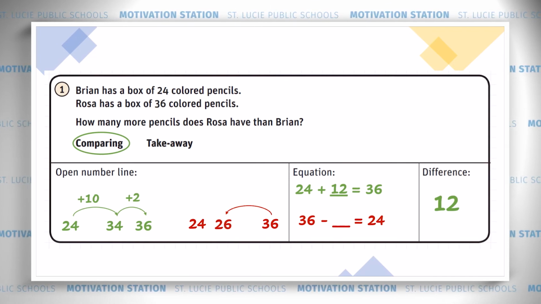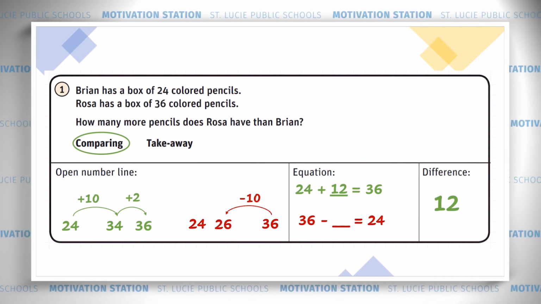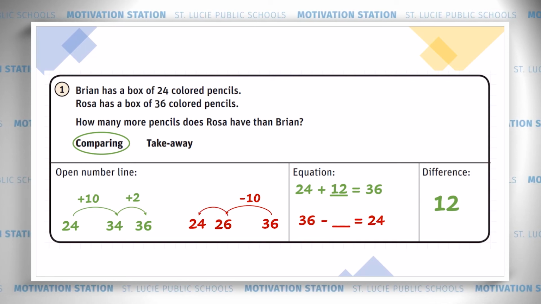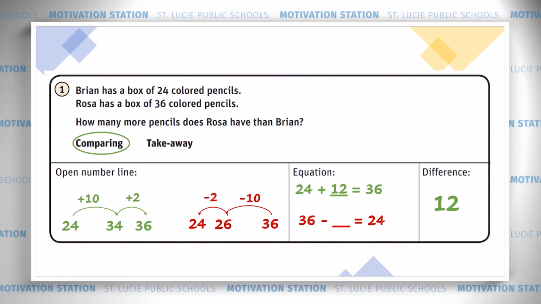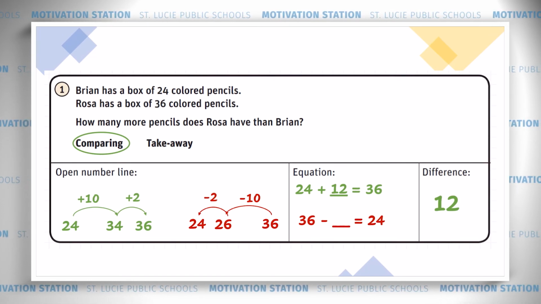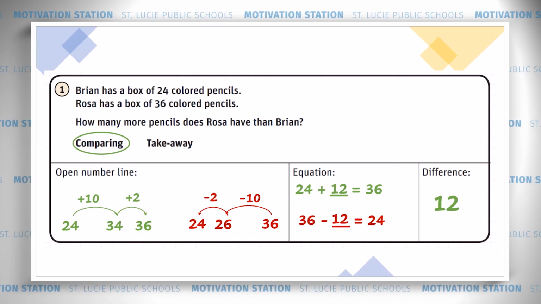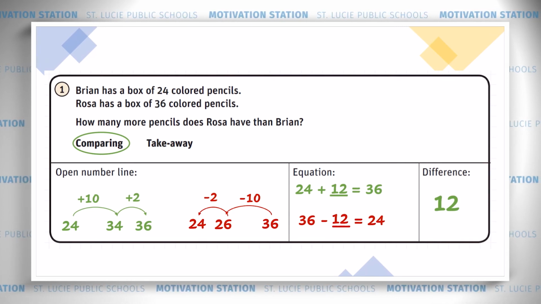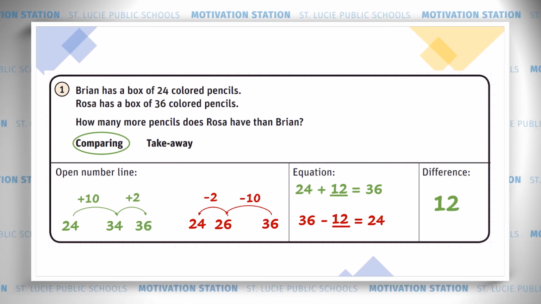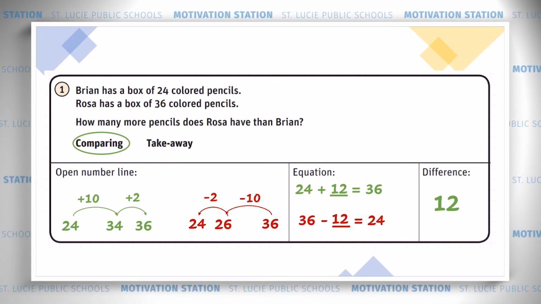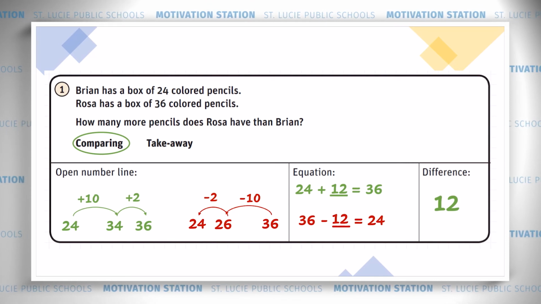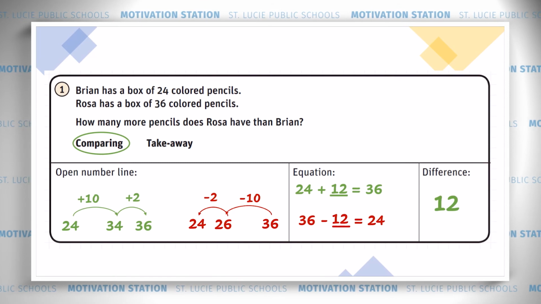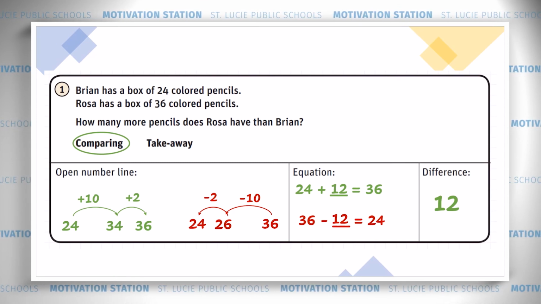Well, I could jump to 26. That would be minus 10. And then I just need a little jump from 26 to 24, which would be, did you say minus 2? You're right. 10 and 2 make 12. Which is good. We always want to make sure for comparing that our two answers match. That's a sign that we did it correctly. Go ahead and write that down now. And then we will move to number 2. Here we go.